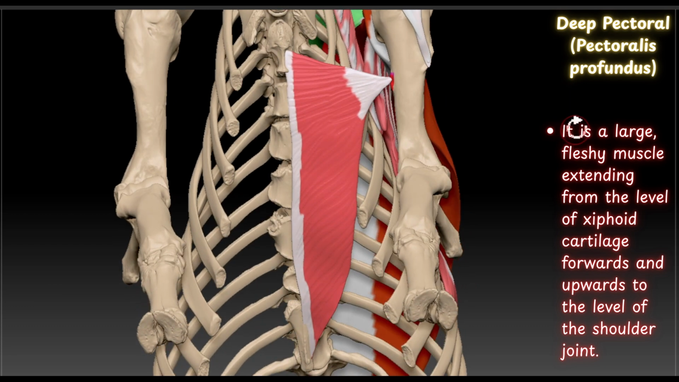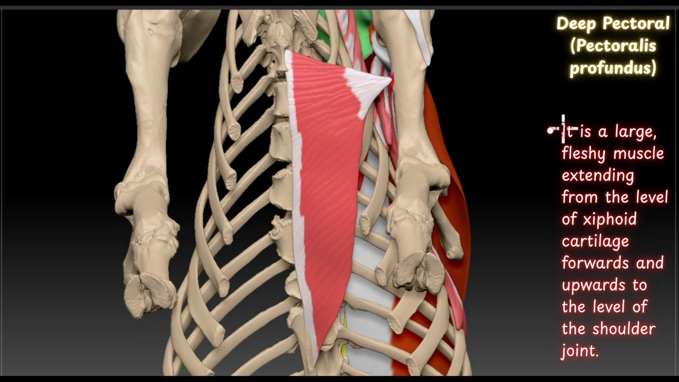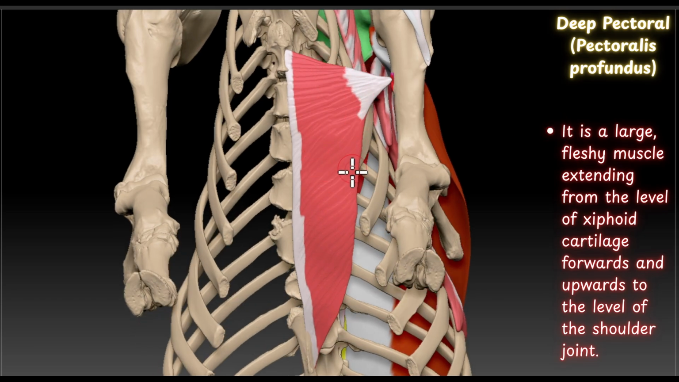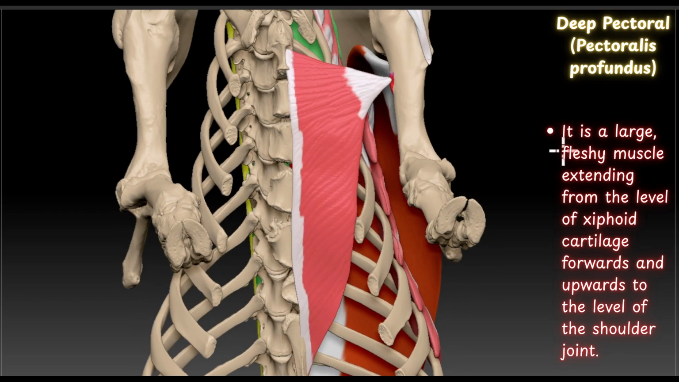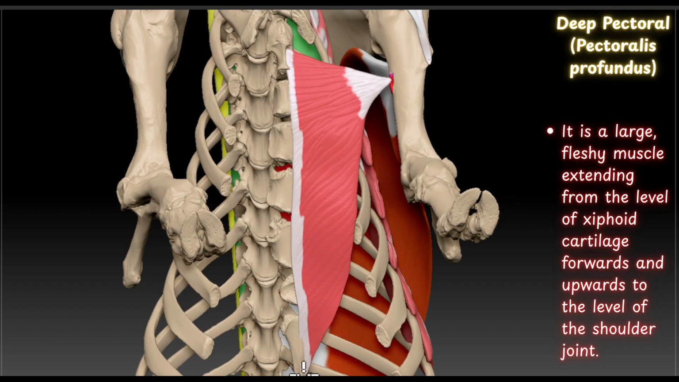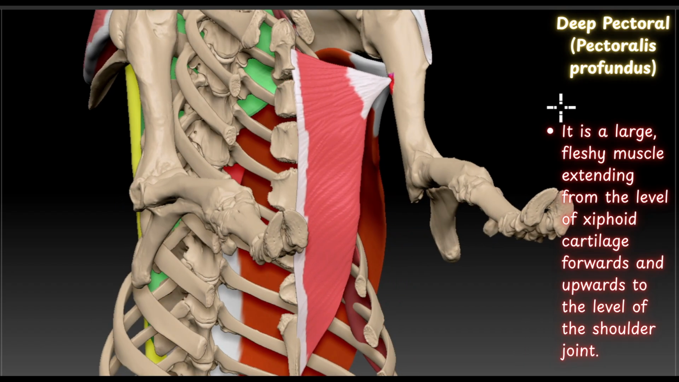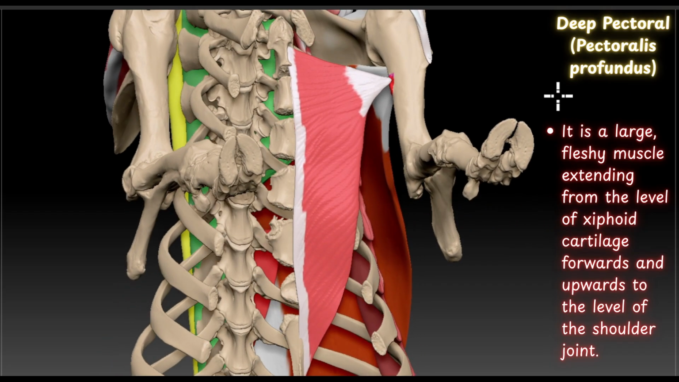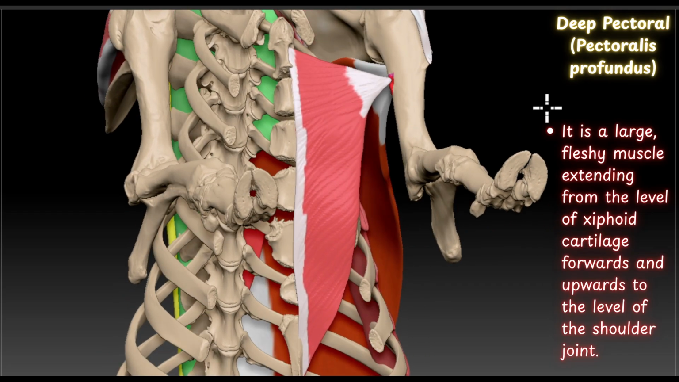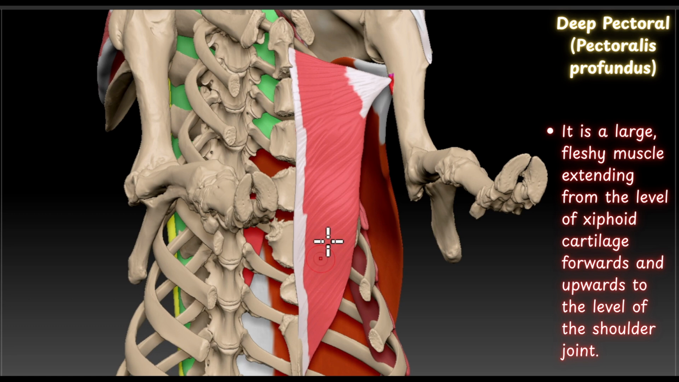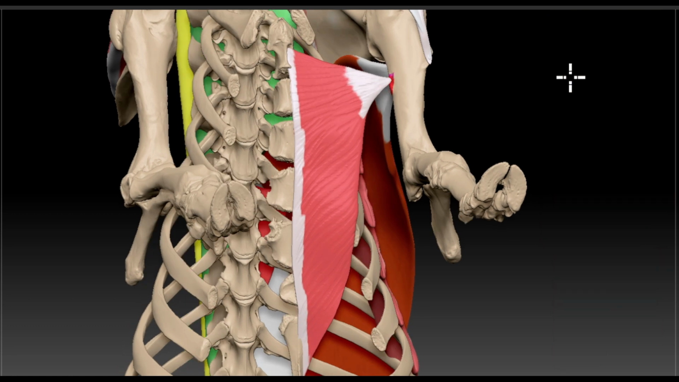Clear? So it is a large and fleshy muscle extending from the level of the xiphoid cartilage forward and upward to the level of the shoulder joint. You can see a large, well-developed muscle. Okay. It is extending from your what? Xiphoid cartilage to the level of the arm region. A large, well-developed fleshy muscle extending from the region of the xiphoid cartilage to the level of the arm region.